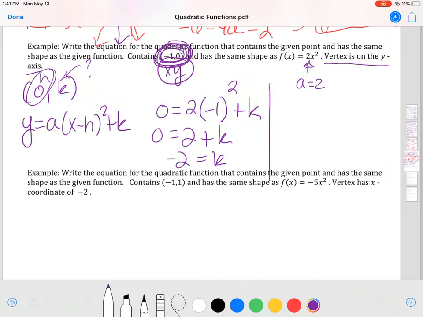So when I put all those pieces together, I get my equation of the quadratic: y is equal to my value of a, which is 2, (x minus 0), because h is 0, squared, and then my k, which is -2.